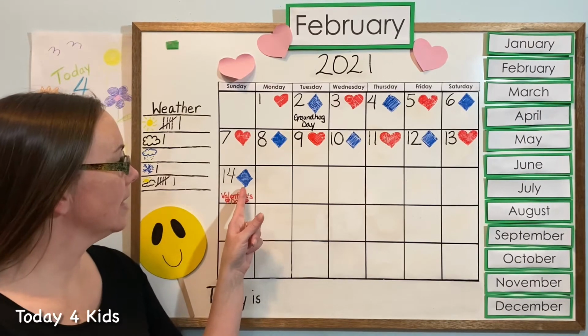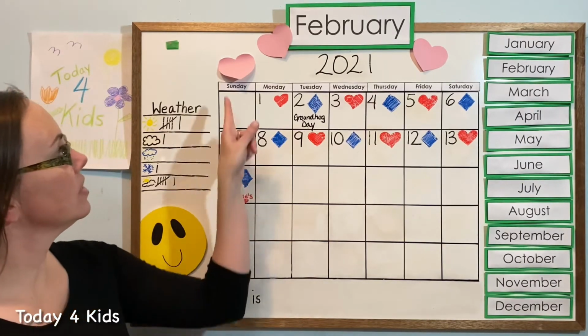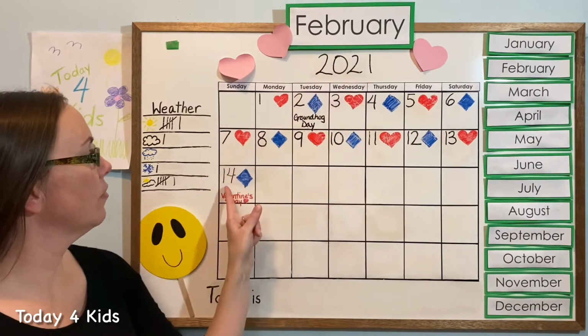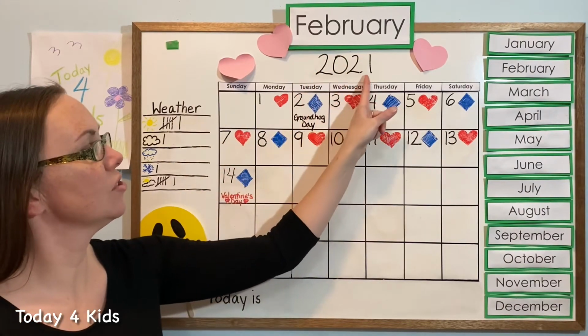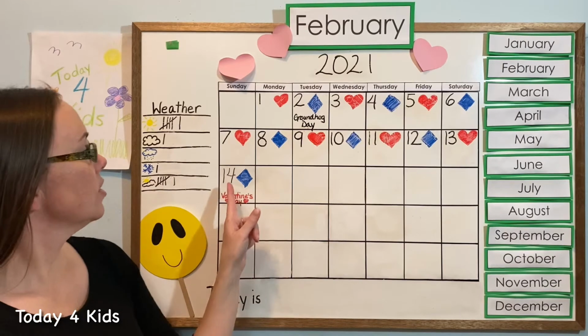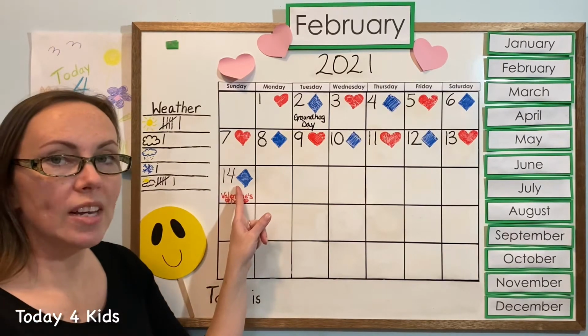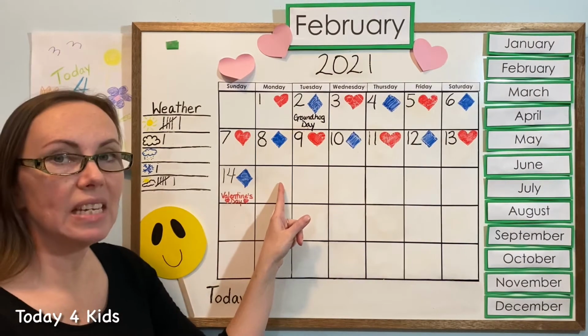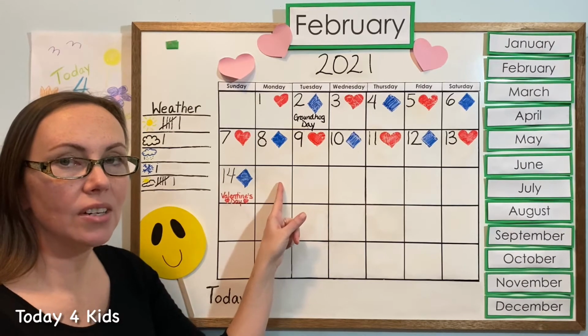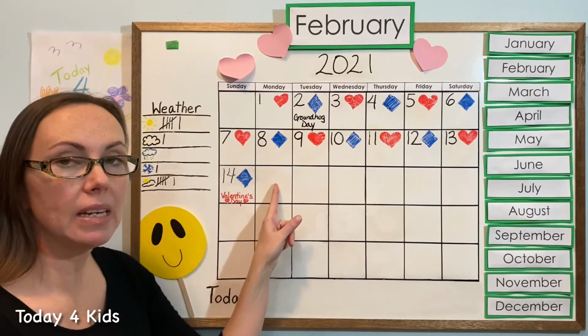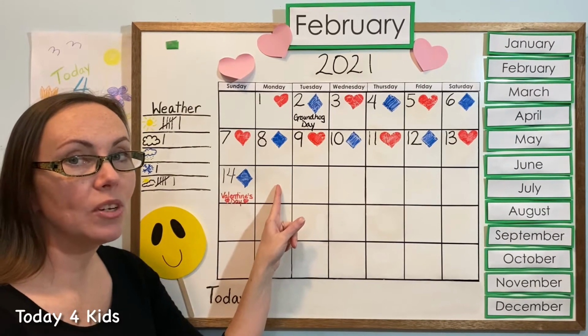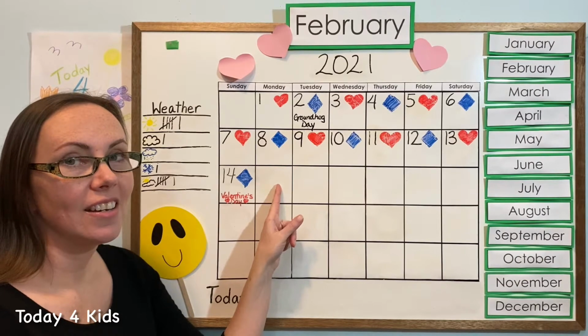Good guessing. So yesterday was the blue rhombus and it was Sunday, February 14th, 2021. So if this was yesterday, we're going to move one square over and that will be today. So we're going to continue our pattern and put our shape in here. Do you know what shape we should put in? What's your best guess? Good guessing.